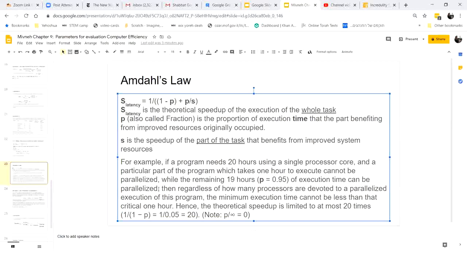Okay, so let's throw these numbers into our equation and see if we get the 20. Just to check if our equation is right. Here's our equation. So we say 1 minus P. Now, why do I write 1 minus P? Look at this note here. Because the S is the speed up of the part that can be speeded up. Well, let's assume that's infinite. So then P, which is the 19 parts, divided by infinity is 0.